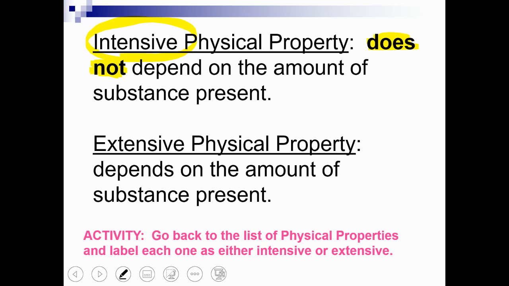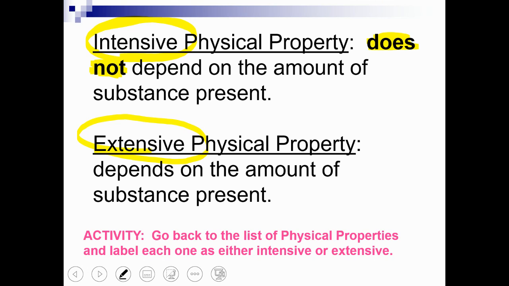Now, if it's an extensive physical property, that means it does depend upon the amount of the substance present. Like, okay, how long is that wire? Well, it depends how much wire is present. Do you have 2 inches of wire or do you have 10 inches of wire?